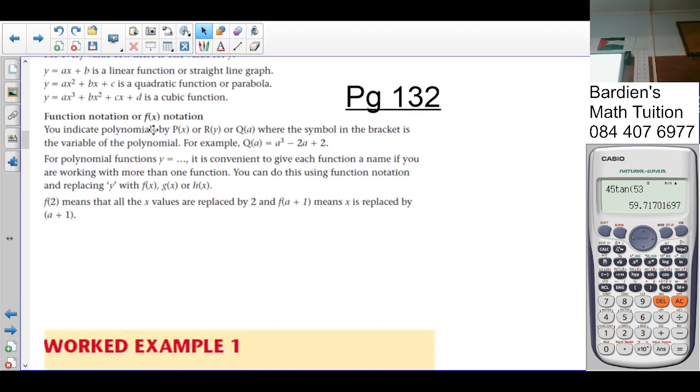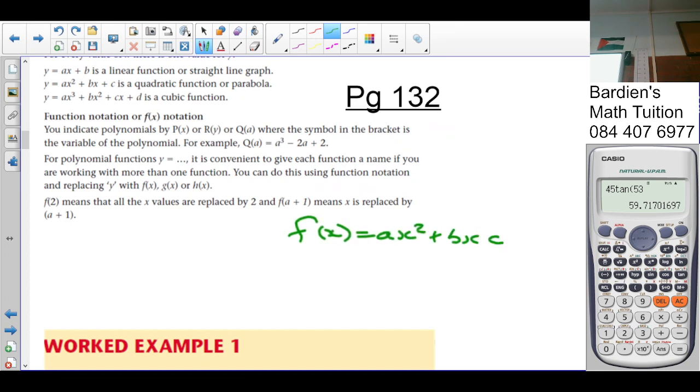Functional notation or f of x notation, we've dealt with that before, since grade 10. We spoke about f of x, g of x, r of x, q of x, and so on. You indicate polynomials by p of x or r of y or q of a, where the symbol in the bracket is the variable of the polynomial. For example, q of a is equal to a cubed minus 2a plus 2. But normally we have f of x equals ax squared plus bx plus c, where x is your variable. That is what we are already familiar with.